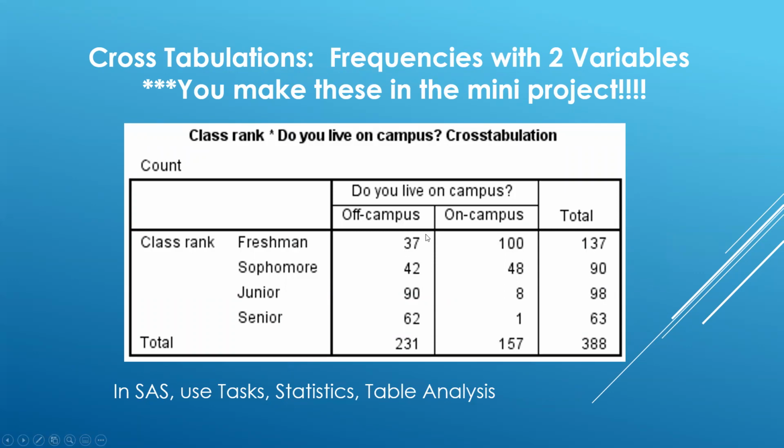Cross tabulations. Cross tabulations are simply tables that display frequencies between 2 different variables. This is one of the things that you have to do in the mini project. So cross tabulations are frequencies for 2 variables when those variables have qualitative data. We only do it with qualitative data, i.e. things that aren't numbers, right?